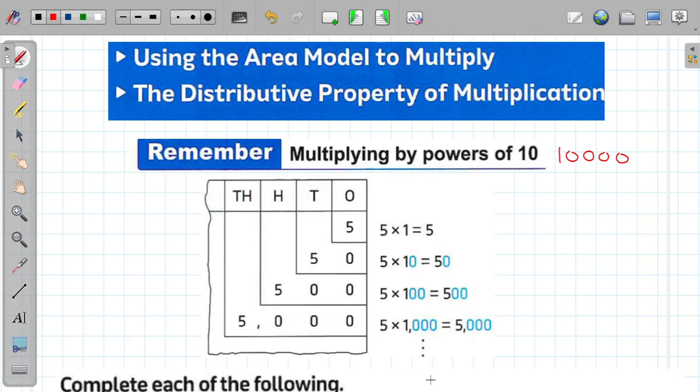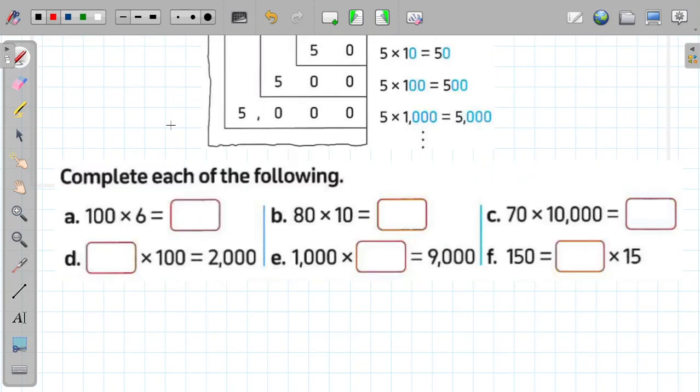Okay, so if I have one example like this, 100 times 6 equals what? I will say 6 times 1 equals 6. And I have 2 zeros, so I will add 2 zeros in the result, so it will be 600. Here I have 80 times 10. So I multiply 8 times 1 equals 8, and I have one 0 here and one 0 here. So it will be 800.